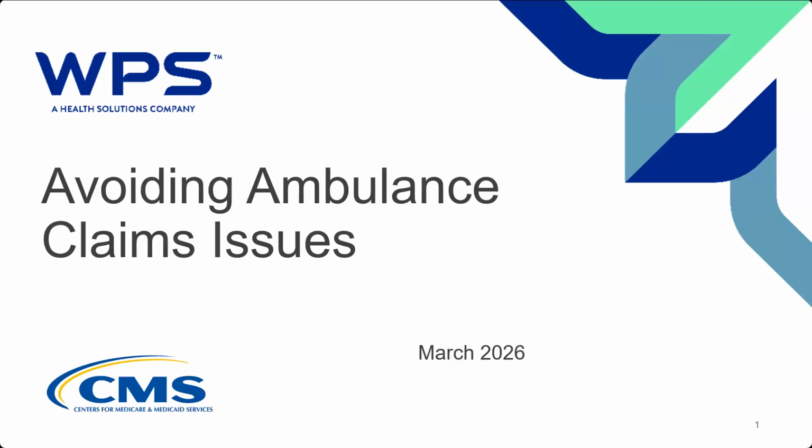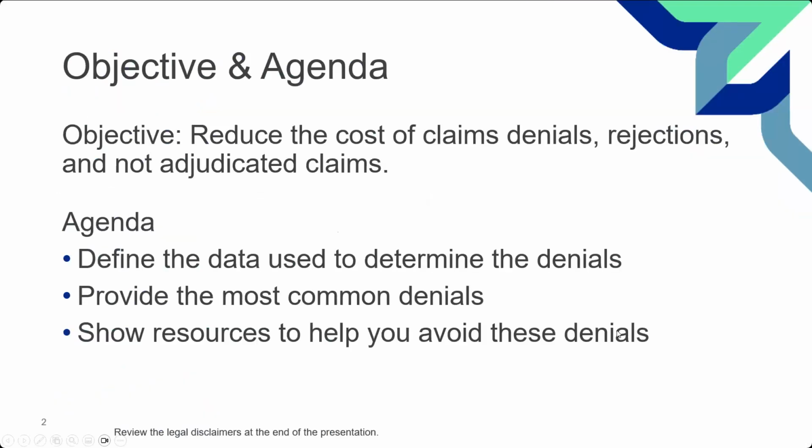Why are we doing all of this? Well, our objective is to reduce the cost of claims denials, rejections, and not adjudicated claims. Basically, we want to look at the claims and bring that cost down. Someone did ask, and it was a very good question, how does reducing that cost affect the provider? Remember, time is money. So if you're submitting a claim and then you have to research why it's denied, what happened with it, guess what? That's money spent because that's time.